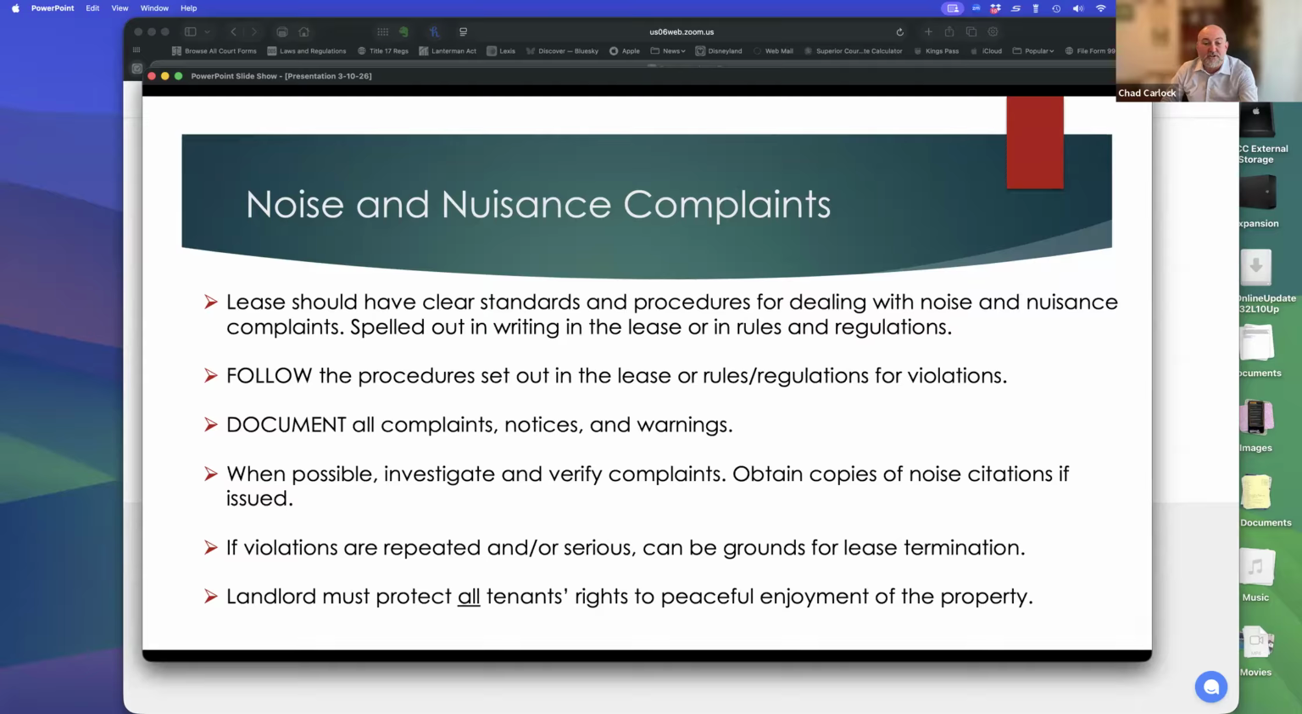You do have a duty, though, to all tenants' rights to peaceful enjoyment of the property. So, if you get a repeated noise complaint from somebody next door to these other tenants, and you investigate it and you find that the noise that they are creating is not unreasonable, then they have a right as a tenant to listen to that music or make whatever noise that is, as long as it doesn't reach a level that infringes on the other person's right to peaceful enjoyment.